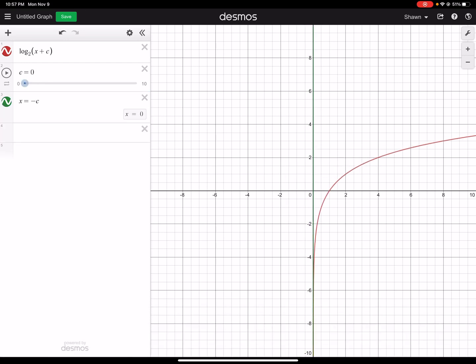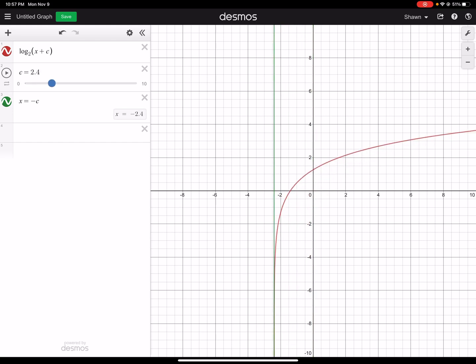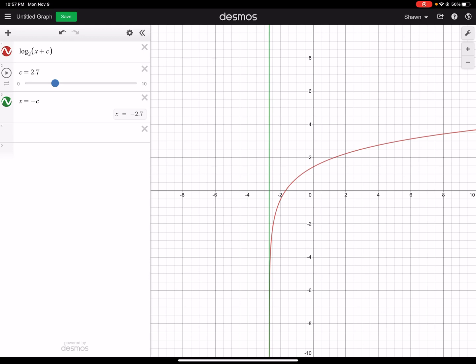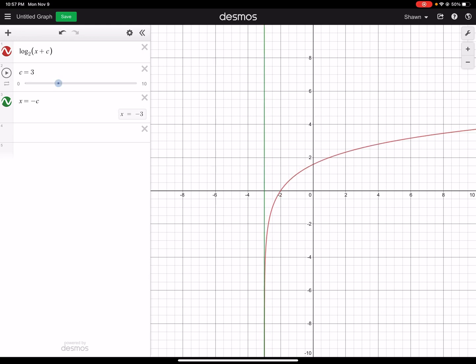And as we had before, there it is if c is 0. It's not shifted to the left or to the right. It really is the inverse of whatever 2 to the x looks like. But as c grows now, since c is positive in this case, now it's like c is a positive 3, so now we have log of x plus 3.